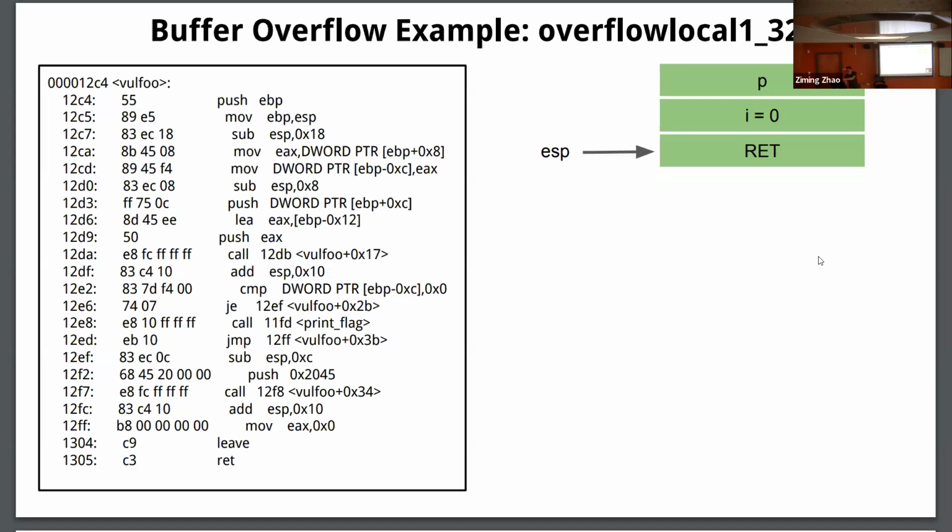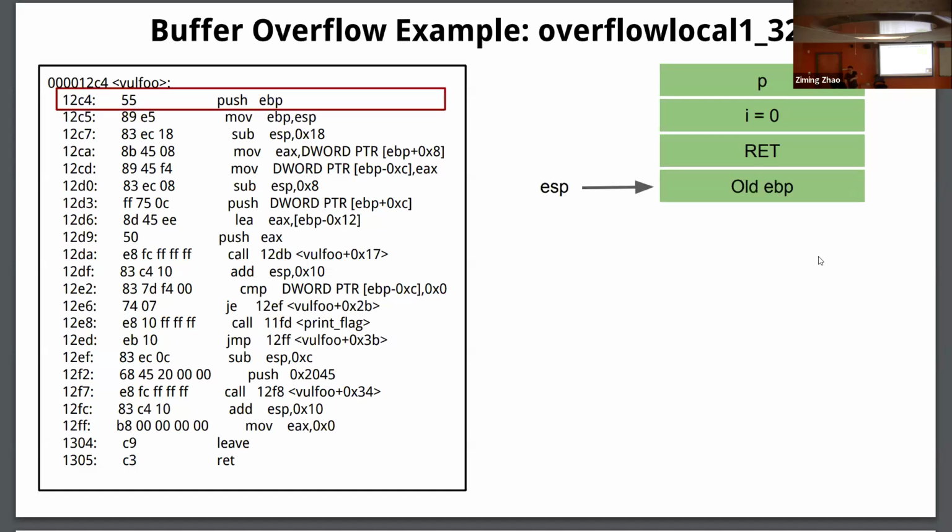So what I'm showing on the right-hand side is the after effect. So after the first instruction, what do we have here? We are going to push whatever is in the register EBP to the stack. Now we have some 4 bytes here, the old EBP, and ESP moves down from here to here, right?